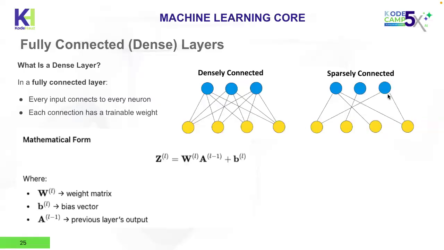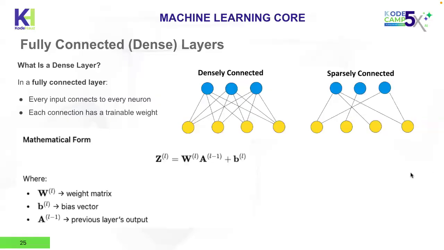Then you have sparsely connected, like this one. You can see in this case, not every input is connected. This one is connected here and here, but it's not connected to these other two. This one is connected to only one here, but it's not connected to the other 3. This one is only connected to 3, right? 1, 2, 3, but it's not connected to this. So it's not a dense layer or a fully connected layer, right? It's a sparsely connected layer or a sparse layer. So this layer will be called a sparse layer.